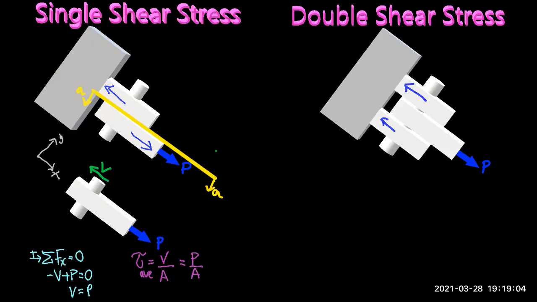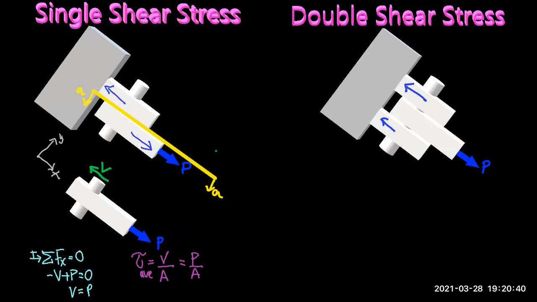Now, due to this action and reaction, in this case, instead of having one single plane that takes all the internal load, we will have two cross-sections of the pin taking the shear force created by P. In order for you to see that, we're going to make a cut. But now this cut will be a little bit different than the previous one.